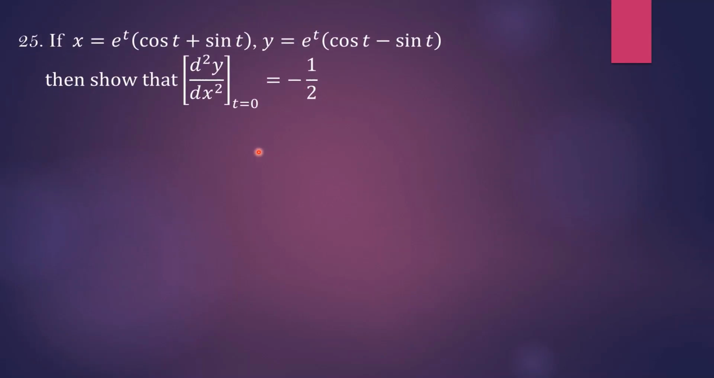This is the question. If x is equal to this one, y is equal to this one, then show that d2y/dx2 at t = 0 is equal to minus half. So the process is the same. Let us solve the problem.